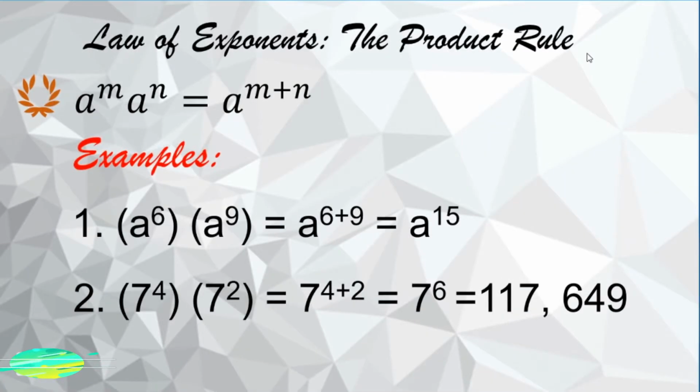Now, let's have the example. We have a raised to 6 times a raised to 9 and then 7 raised to 4 and 7 raised to 2. I-multiply sila. Pareho na sila ng base. So, ipag-a-add na lamang ang exponent.